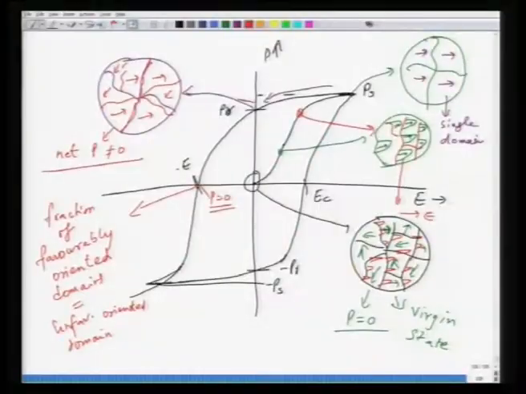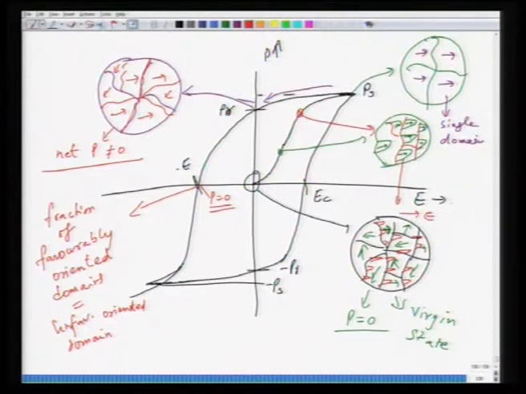Let me go again. You have a virgin state, you start nucleating new domains, then you get a monodomain state. When you get a monodomain state, from PS to PR, not all the domains remain in that orientation. What happens is that you form new domains with opposite orientation, and these new domains result in a decrease in the polarization, but you still have finite polarization. Then the whole process goes through P equal to 0, because the volume or area of oppositely oriented domains is equal to the volume of the other orientation. So, plus and minus PS cancel each other.